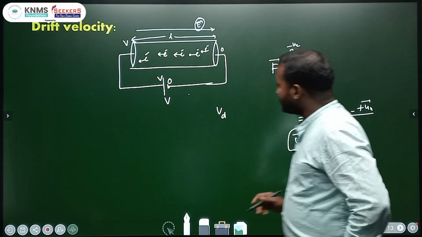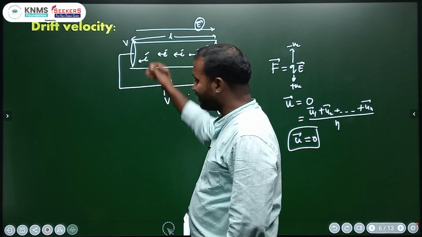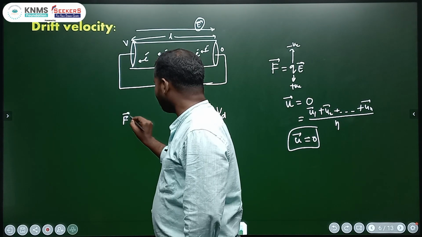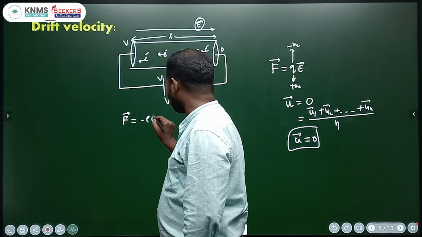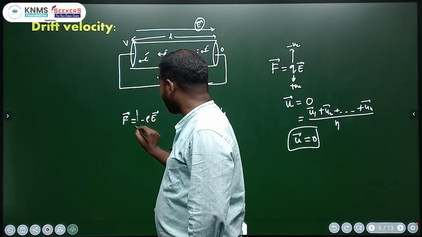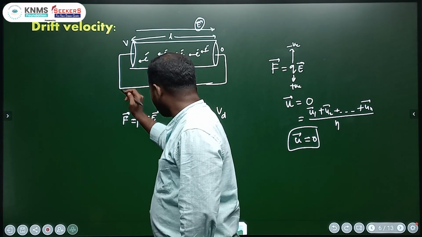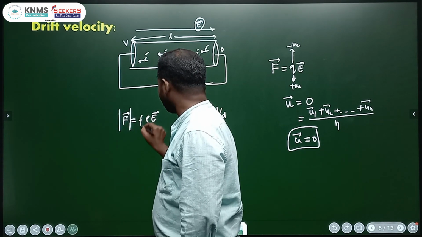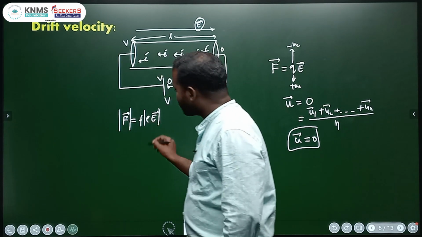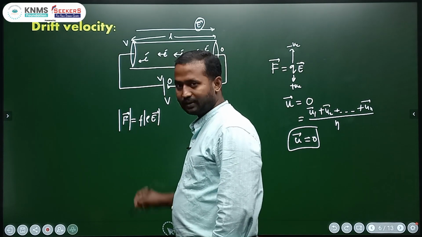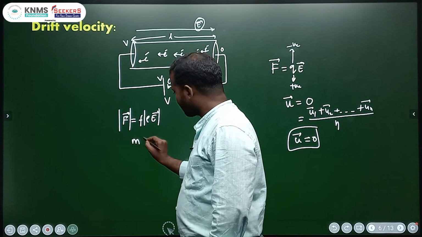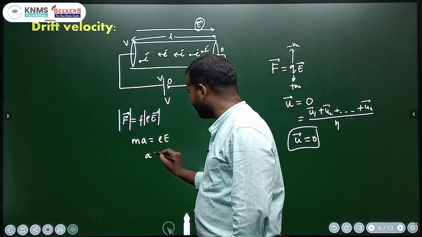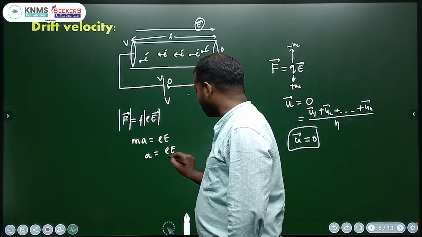Okay. Now let us see the acceleration experienced by these electrons. You know that the electric force F is equal to minus eE. I am talking about the magnitude right now, so this minus will become plus. Here you can see that if I take F is equal to ma and equate it to this electric force, then the acceleration experienced by electrons will be nothing but eE by m.